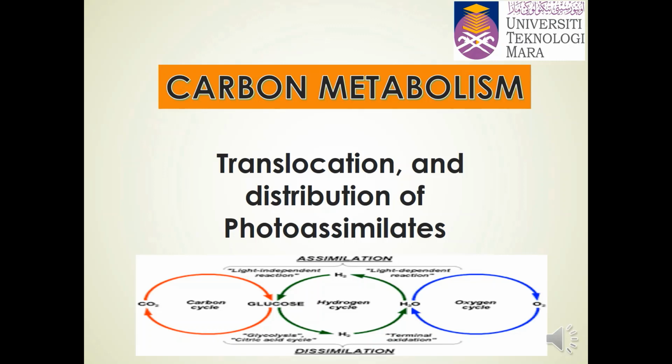Carbon metabolism, translocation and distribution of photoassimilate. So for this chapter, you will learn about 3 cycles, which are the carbon cycle, hydrogen cycle, and oxygen cycle. And these 3 cycles are related with photosynthesis, either the light independent reaction or the light dependent reaction.